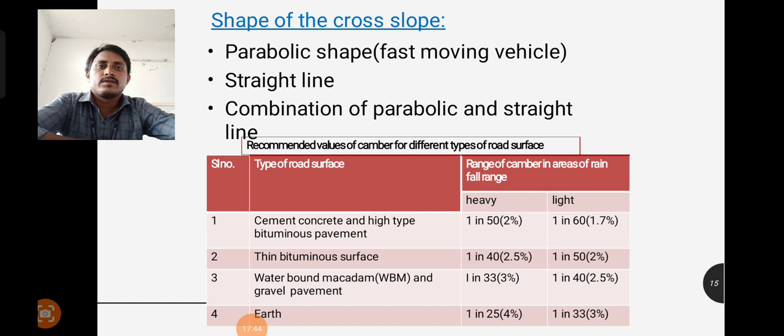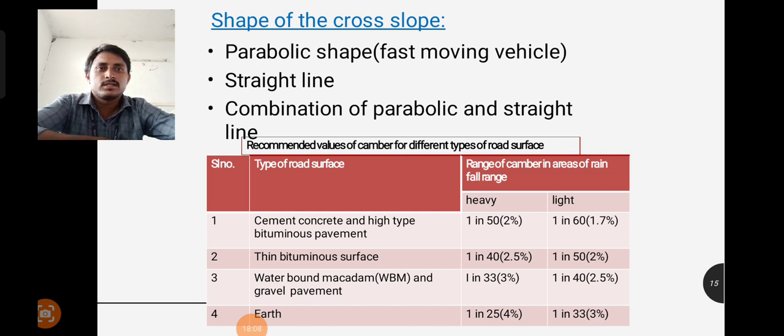Various cross slope shapes are there. Parabolic shape, which is used for fast moving vehicles. Straight line, which is used for slow moving vehicles. The combination of parabolic and straight line, which is used for both fast moving and slow moving vehicles. In most cases, generally the combination of parabolic and straight line is used.